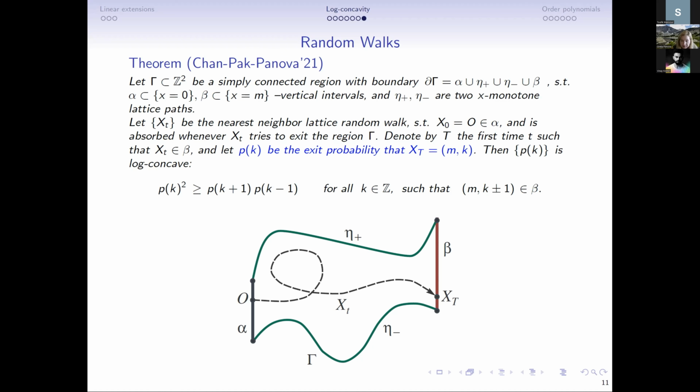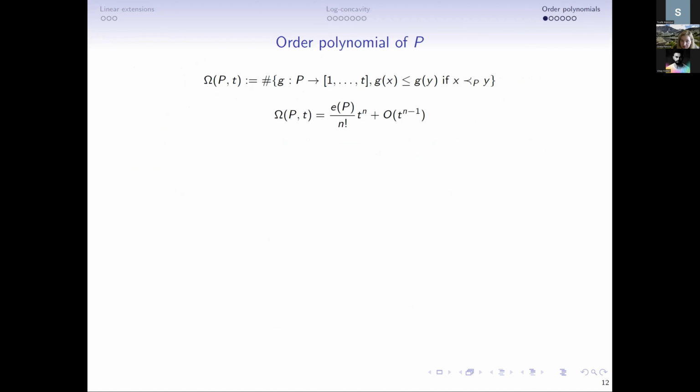So I have five more minutes. So let me briefly tell you how further this generalizes. The way it generalizes goes to the order polynomial of P. So this is how linear extensions generalize naturally for combinatorialists. Instead of assigning the numbers from 1 up to n like a permutation to the elements, we can assign any number from 1 up to t. So we make a function from the poset to the numbers from 1 up to t, and it should respect the order. So it should be weakly increasing whenever the element x is smaller than the element y in P.